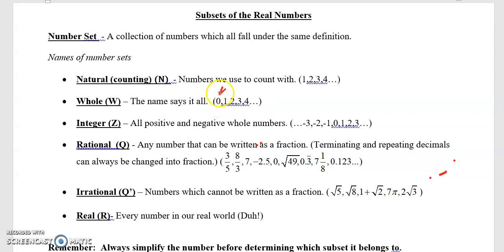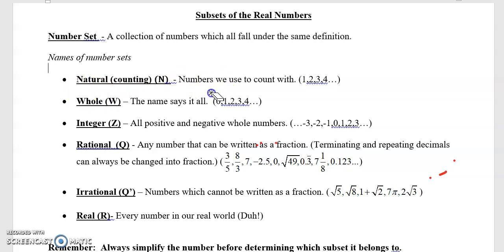Now, my little device is: whole numbers start at the whole. Get it? Whole numbers start at the whole, which is 0. Doesn't 0 look like a whole? So whole numbers are 0, 1, 2, 3, 4, 5, and so on. So it's important to note that anytime you have a natural number, you also have a whole number.